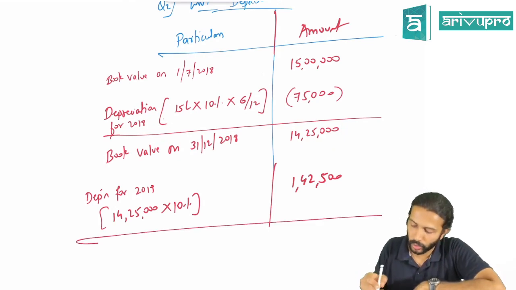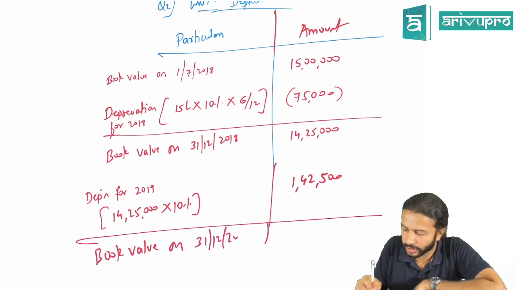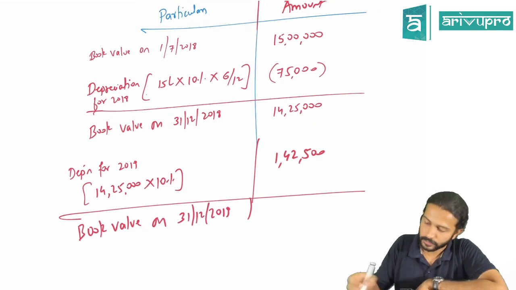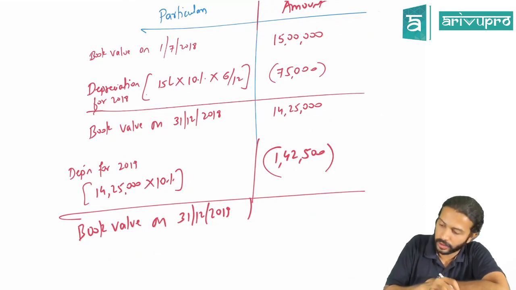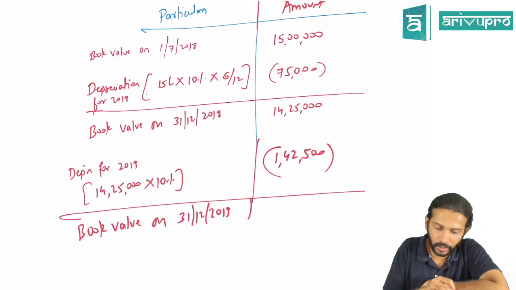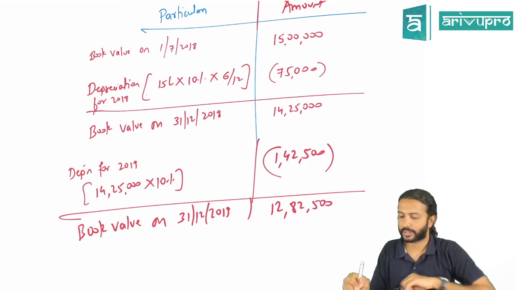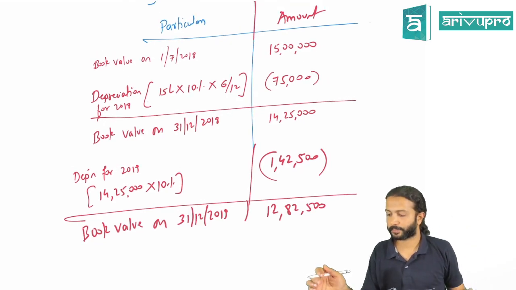That's it. That means what will be your book value? Book value, we can call it BV. Book value on 31st December 2019, second year end, how much will it be? 14,25,000 minus 1,42,500, which will be 12,82,500 rupees.